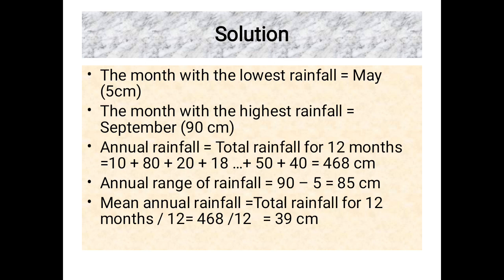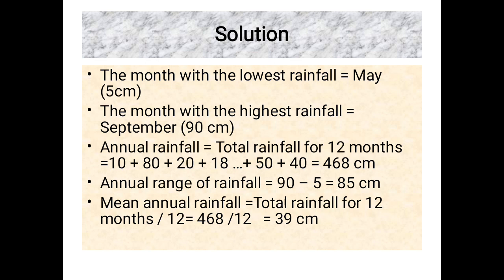Then the annual range of rainfall is the highest rainfall in the year minus the lowest rainfall in the year. The highest rainfall is September, and the lowest rainfall is May. Therefore, you calculate 90 minus 5, which gives you 85 centimeters as the answer.